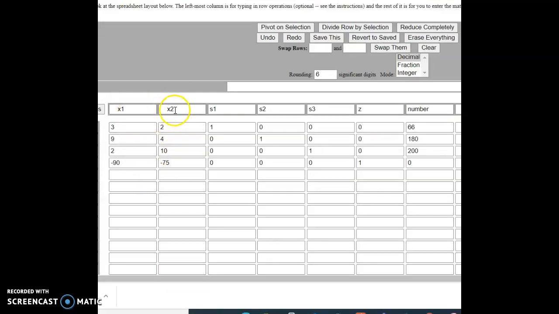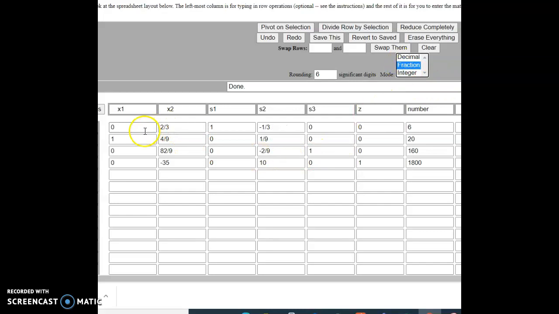All right, so what you can do is x1, x2, and you can change the name. So I typed over these and did that. And then if you want, off to the side, you could put their names too. All right, so we're looking for the most negative. Everyone okay, negative 90. And if I do the ratio, 66 divided by 3 is 22, 180 divided by 9 is 20, 200 divided by 2 is 100. So this is my lowest ratio. So what I'm going to do is I'm going to pivot, arm selection, and I'm going to switch to fractions.